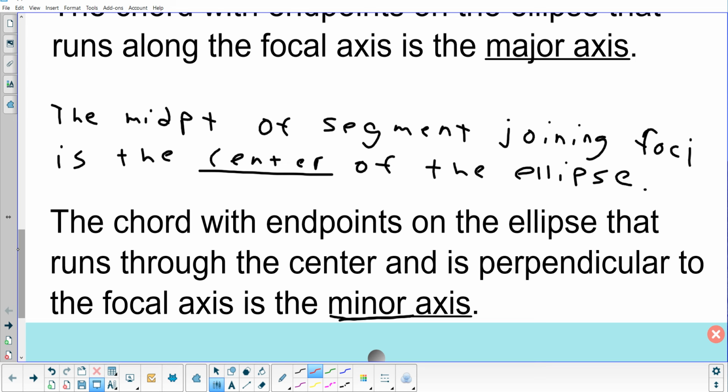Now, you're never going to have to worry about the case with an ellipse on an angle. There's only two cases for an ellipse. You're either going to have a case where the ellipse has its major axis horizontal, or the case where the major axis is vertical. But it's never going to be at an angle.